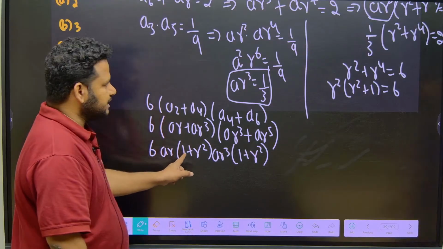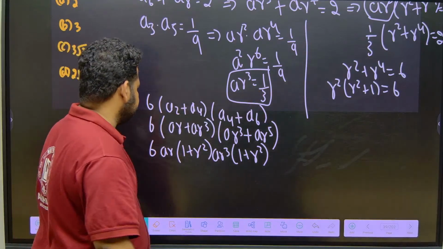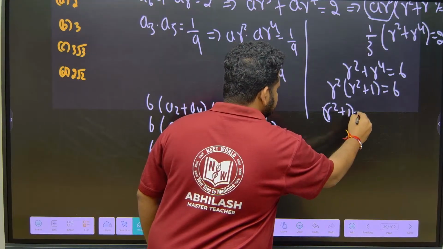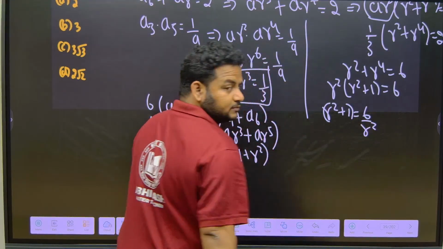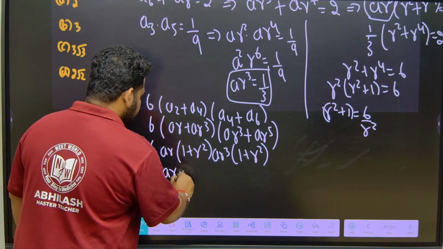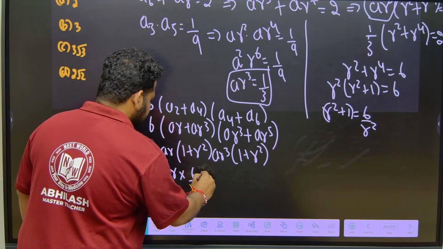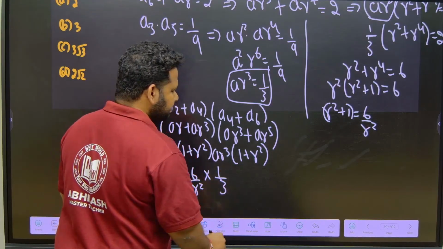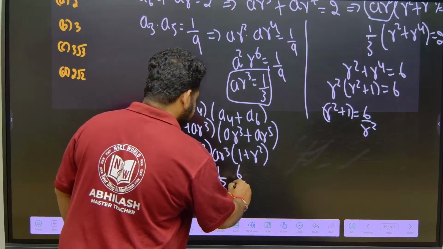This is nothing but 1 plus r square is 6 by r square. This is what? 6 by r square. So, r square plus 1, I can write it as 6 by r square. This will become 6 into ar into 6 by r square. What about this one? ar cube is 1 by 3. Okay. 1 by r square, 1 plus r square is nothing but 6 by r square.